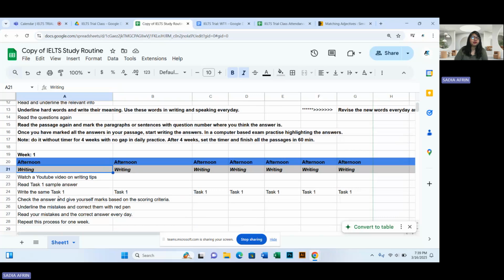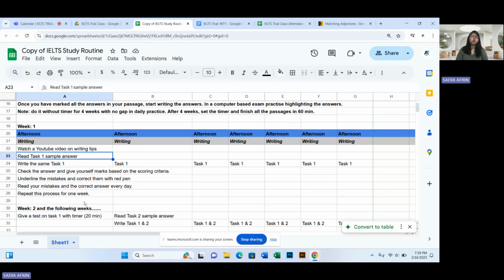Okay, then once in writing, what you can do is, of course, on the first day, start with looking at a good YouTube video on writing tips and read a sample answer, not just one, maybe two, three, four, five, as many as possible. After looking at the sample answers, highlight the key points, try to understand how they have written every single para, how the entire writing task is structured.